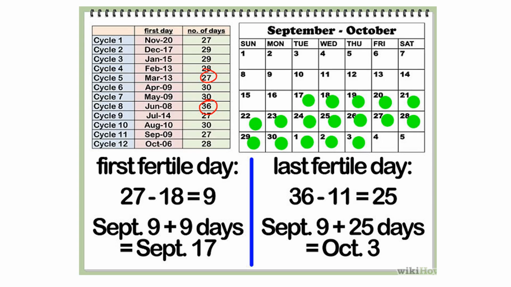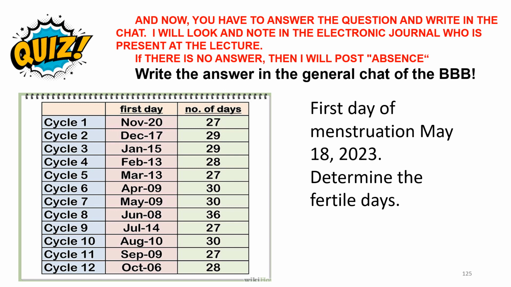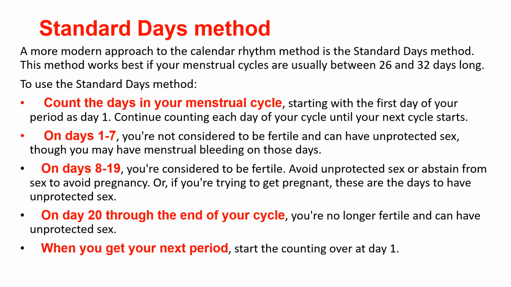Rhythm method, Knaus, Ogino method. To find the estimated length of the pre-ovulatory infertile phase, 18 is subtracted from the length of the woman's shortest cycle. To find the estimated start of the post-ovulatory infertile phase, 11 is subtracted from the length of the woman's longest cycle. First day of menstruation, May 18, 2023. Determine the fertile days. Standard days method.